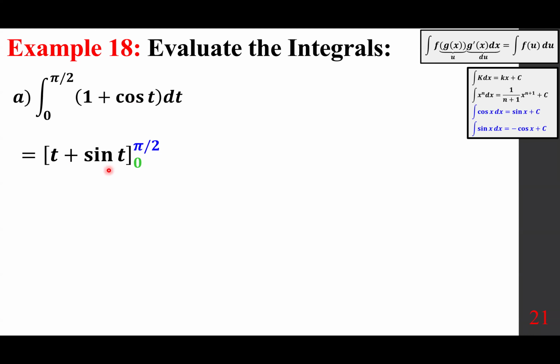So t plus sine t, plug in pi over 2, plug in 0, and we get pi over 2 plus sine pi over 2 minus 0 plus sine 0. Of course, everything is 0 here. This is pi over 2 and this is 1, and you keep it as an exact answer.